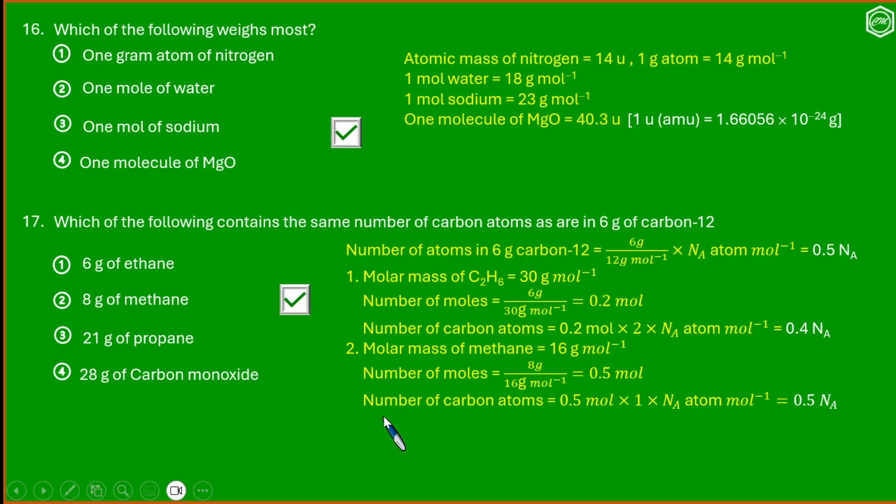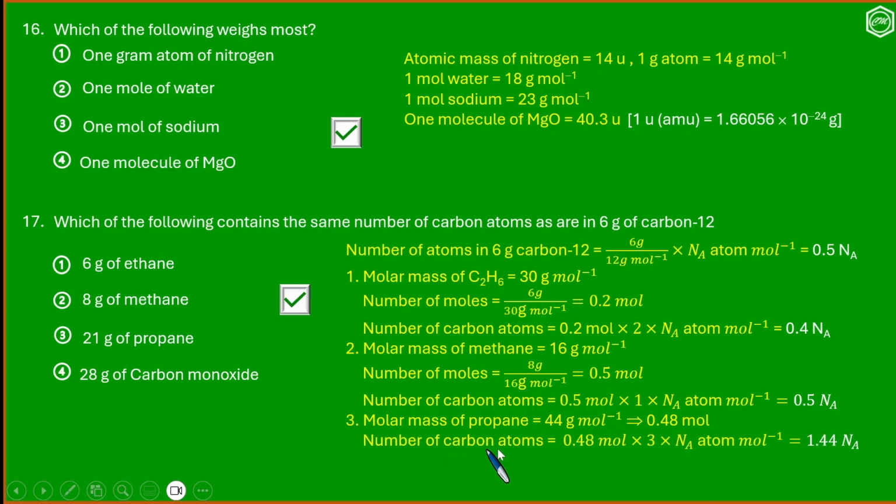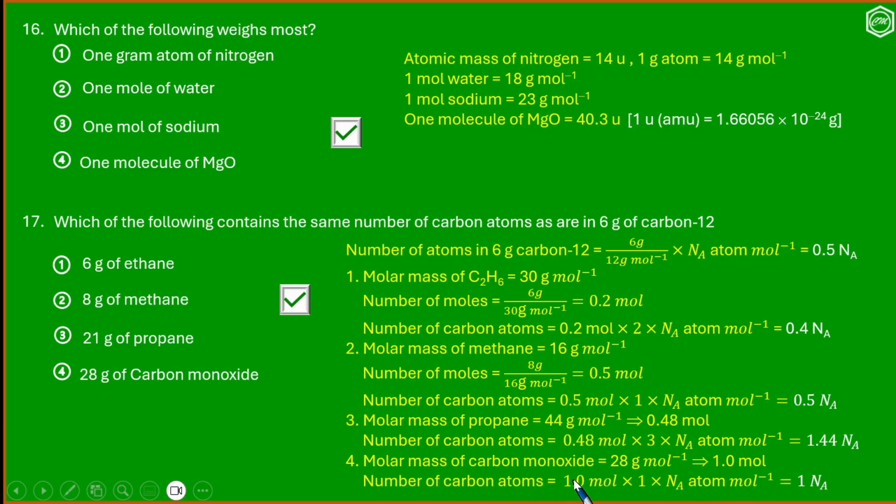21 gram of propane. Molar mass of propane is 44 gram. Therefore, the number of moles is equal to 21 by 44, that is 0.48 mole. Number of carbon atoms is equal to 0.48 mole into 3, since propane contains 3 carbon atoms, into Avogadro constant, and that is equal to 1.44 Na. 28 gram of carbon monoxide. Molar mass of carbon monoxide is 28. Therefore, number of mole is 1 mole. Carbon monoxide contains only 1 carbon atom, so it is 1 Na.